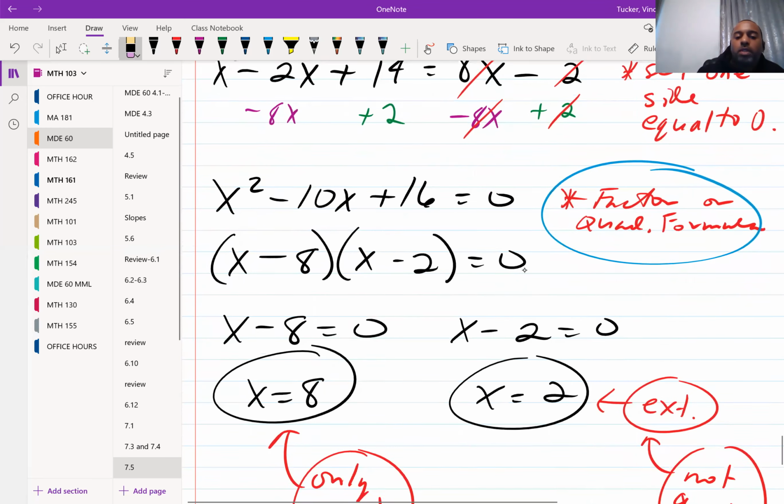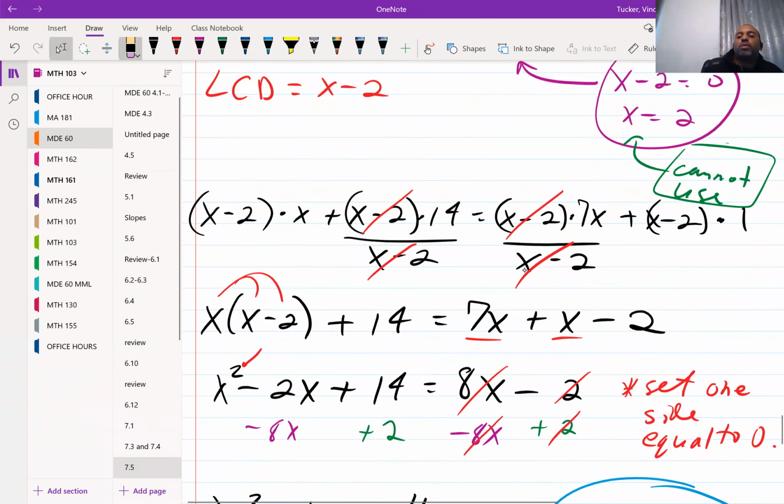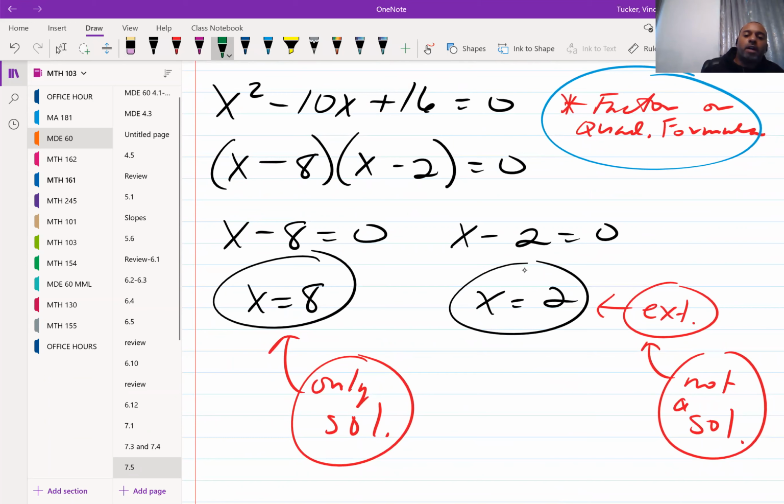All right, so we see we have two solutions here, but remember x equal to 2 was not a legitimate solution for us. So that one will not work. It is extraneous. It's not a solution. So our only solution here is x equal to 8.